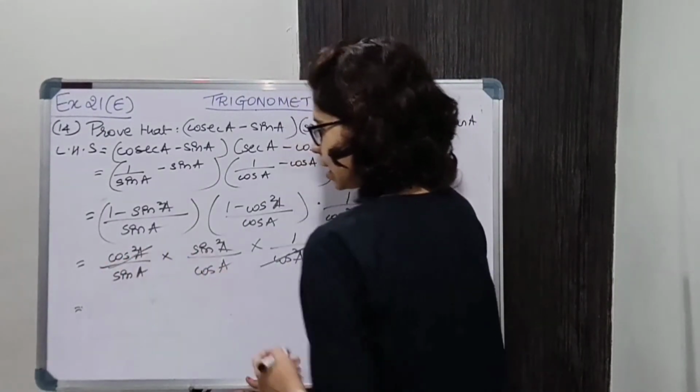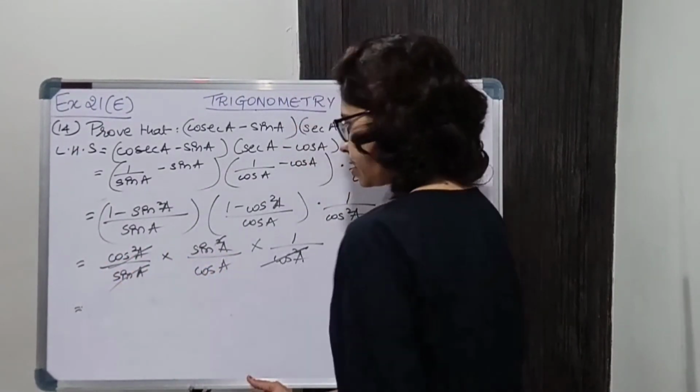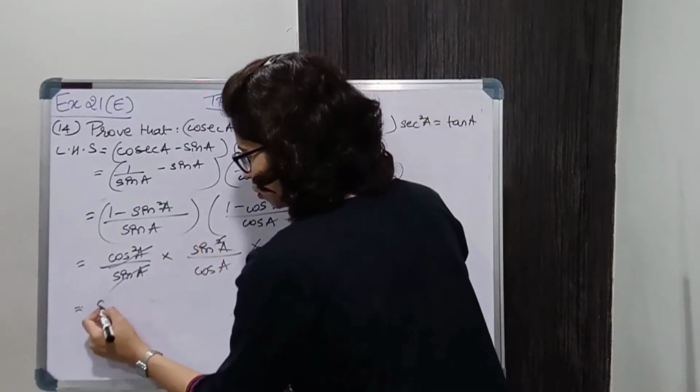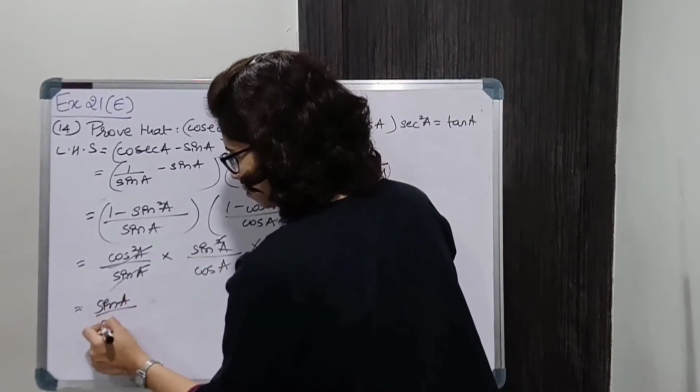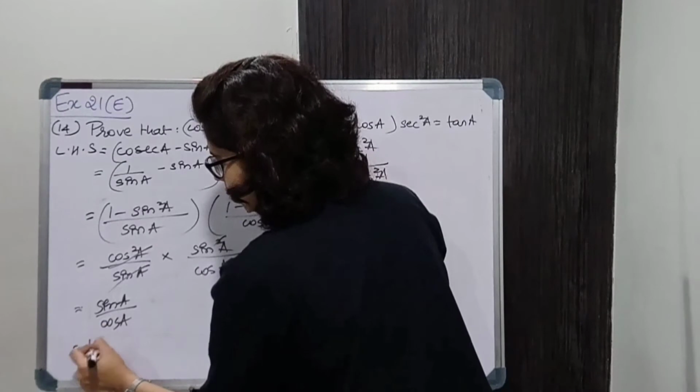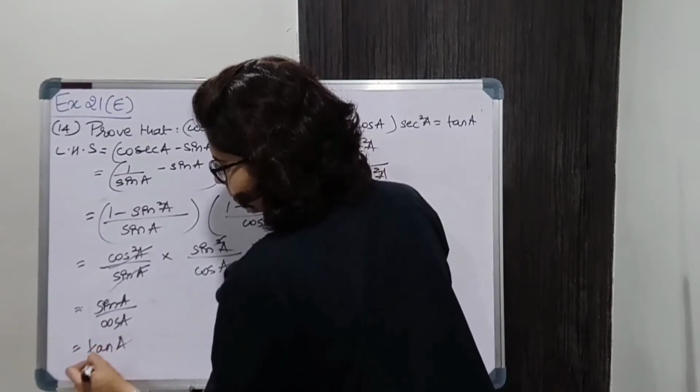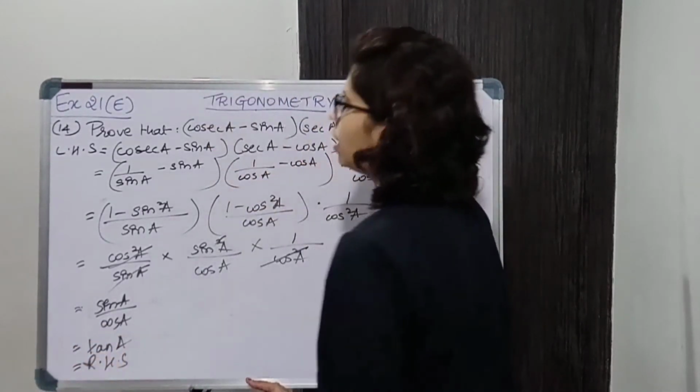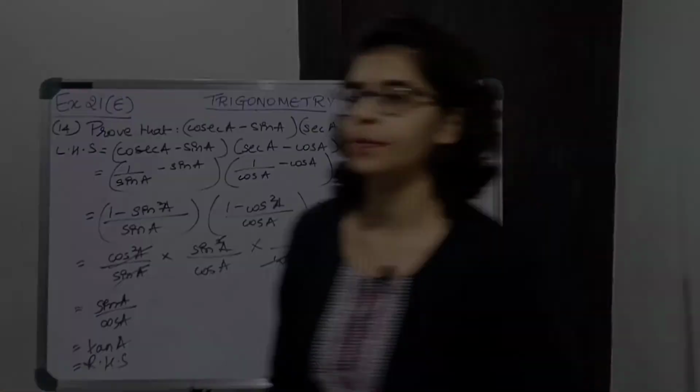Cos square gets cancelled, 1 sin A gets cancelled. We are left with sin upon cos. It is nothing but tan A, which is equal to the RHS, hence proved.